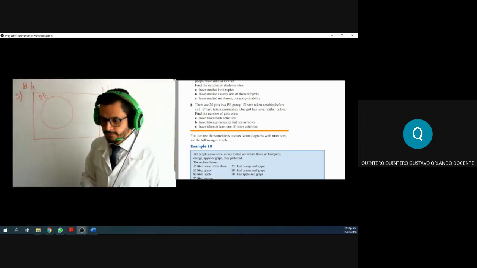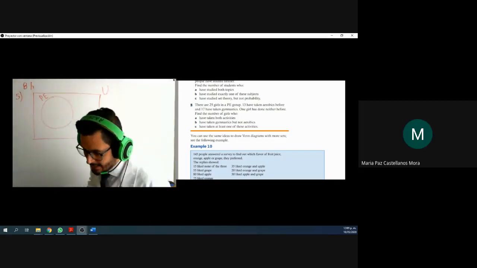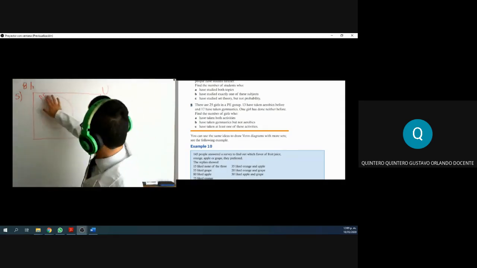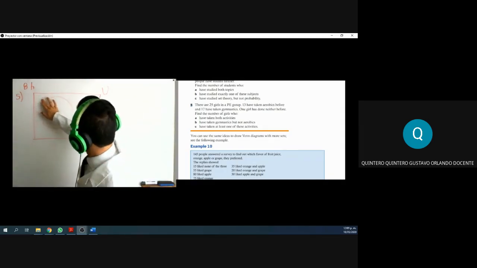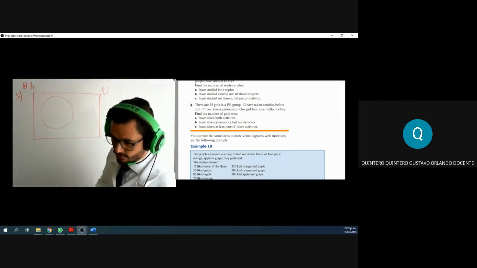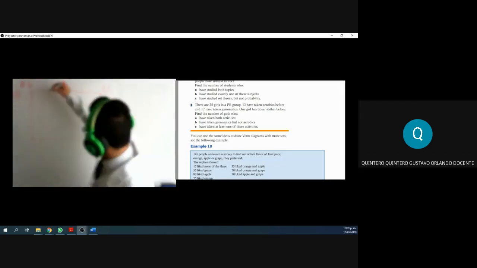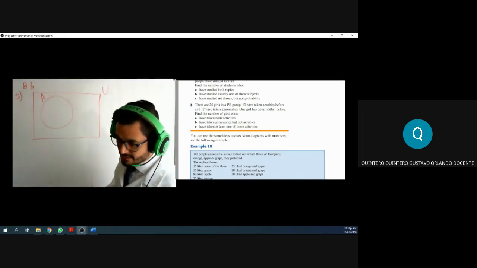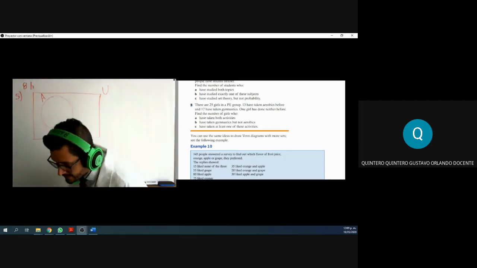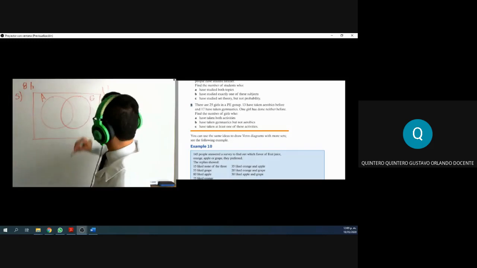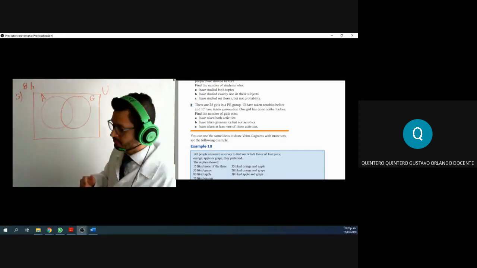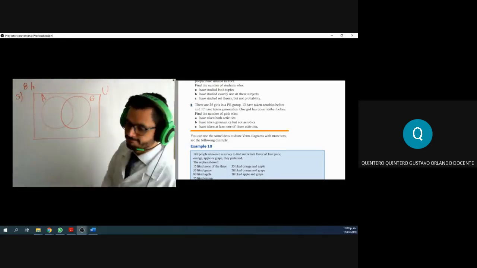Now, 13 have taken aerobics before, 17 have taken gymnastics. PE is everything, physical education. This will be the universal. 13 have taken aerobics, so I'm going to call it A for aerobics. And 17 have taken gymnastics, so I'm going to do another circle and call it G for gymnastics. One girl has done neither before. All right, let's fill out that information.